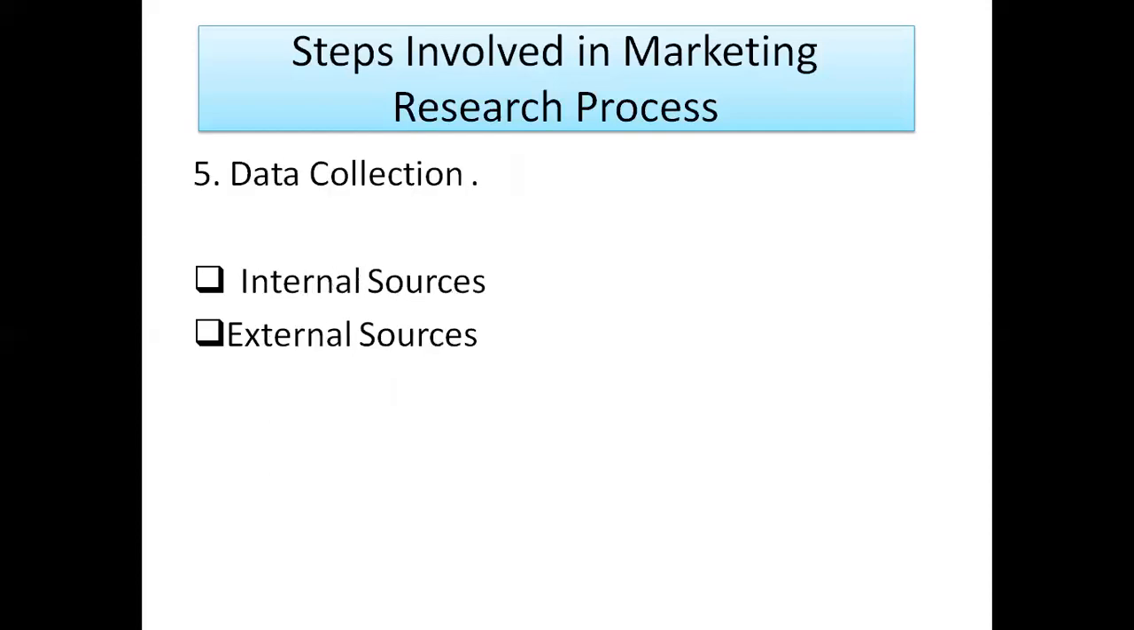Now the fifth step is data collection. Considering the data collection process, nowadays we are using several software, the internet, or other electronic devices. But first of all, we categorize what type of data collection sources we need. Number one, we can collect the data from internal sources. That means the data which is already present in different departments of the same company. So from those departments, the researcher may collect the data, or from external sources.